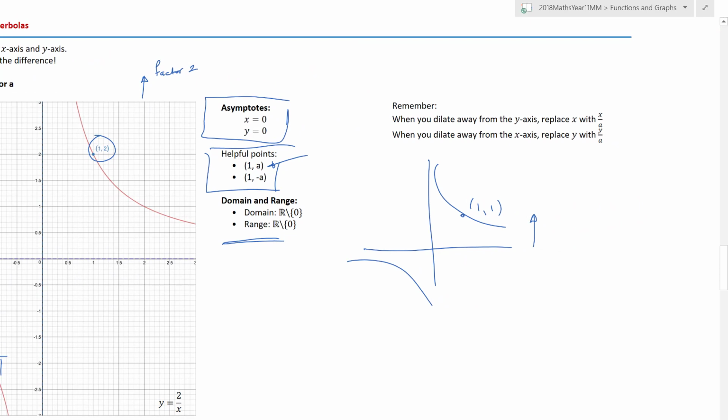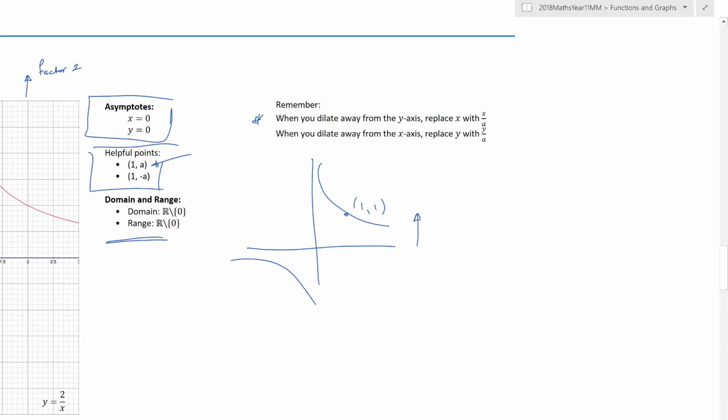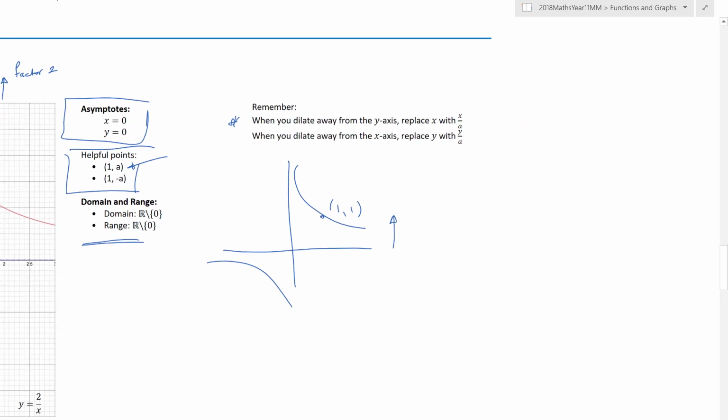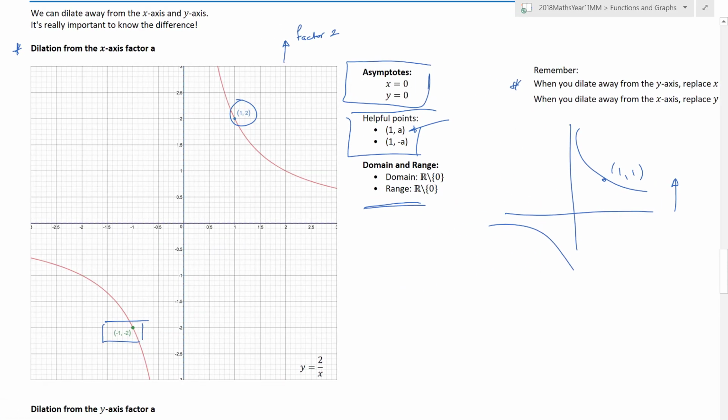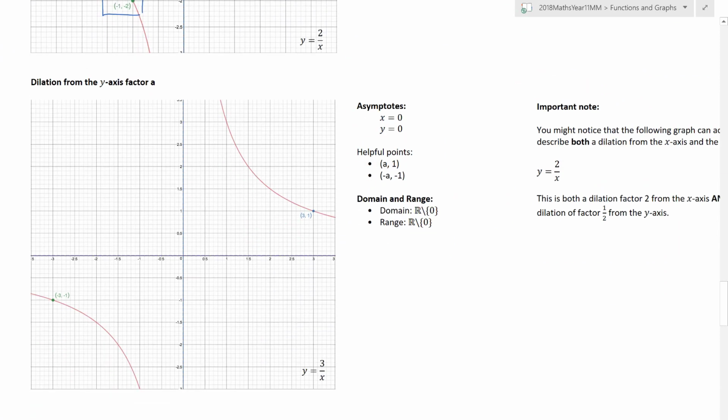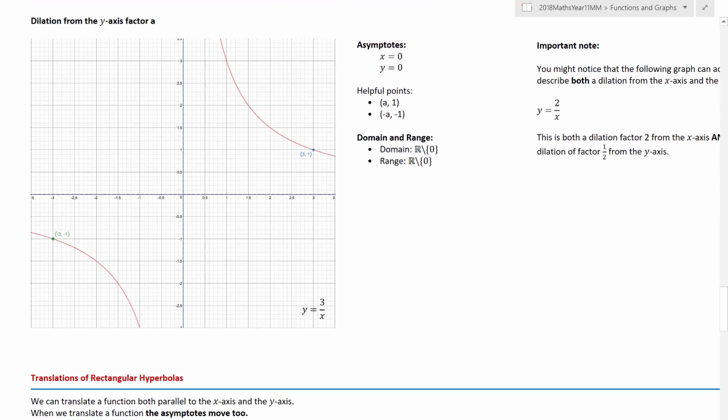Once again, here are the shortcuts. If I'm going to dilate away from the y-axis, I would replace x with x on a. When you're going to dilate away from the x-axis, you replace y with y on a, where a is the factor of enlargement. And again, we do a lot more of that later on.